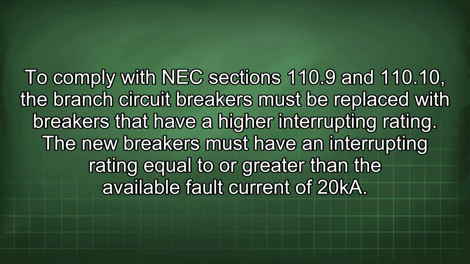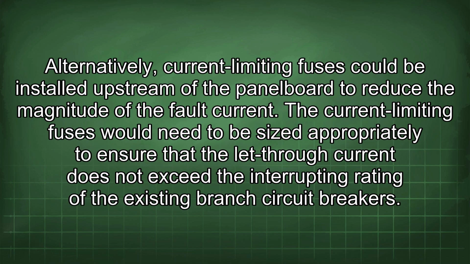To comply with NEC sections 110.9 and 110.10, the branch circuit breakers must be replaced with breakers that have a higher interrupting rating. The new breakers must have an interrupting rating equal to or greater than the available fault current of 20K. Alternatively, current limiting fuses could be installed upstream of the panel board to reduce the magnitude of the fault current. The current limiting fuses would need to be sized appropriately to ensure that the let-through current does not exceed the interrupting rating of the existing branch circuit breakers.